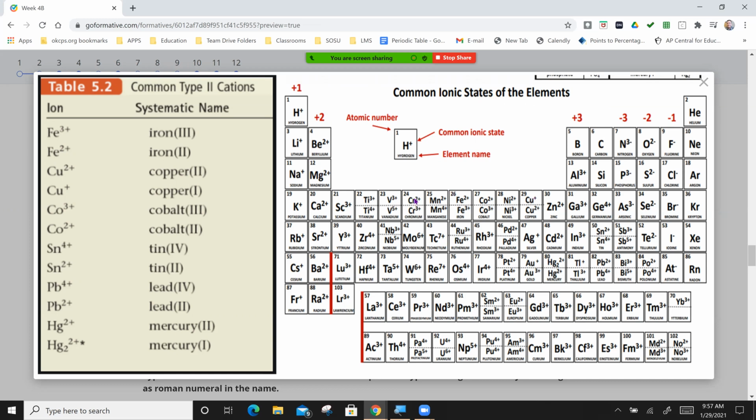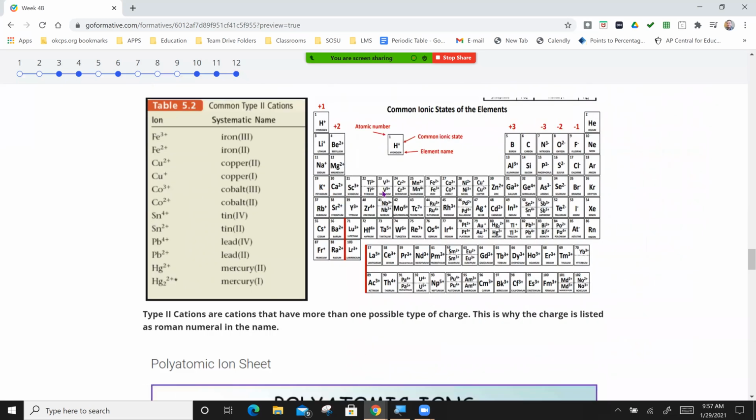And if a cation can have more than one charge, we must put the charge in its name. So for instance, iron 3 means iron with a +3 charge, and iron 2 means iron with a +2 charge. It has nothing to do with the number of iron that you have. It has to do with the charge of the iron. And so when you see anything with parentheses, know that that is going to be an ionic compound. So let's do a couple examples today.